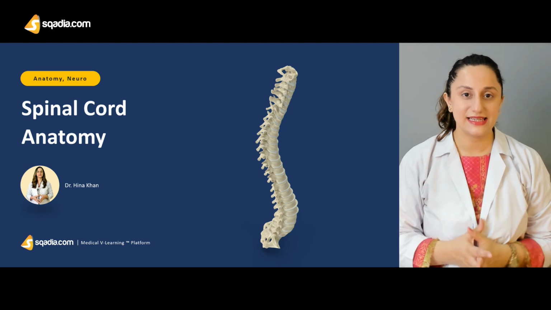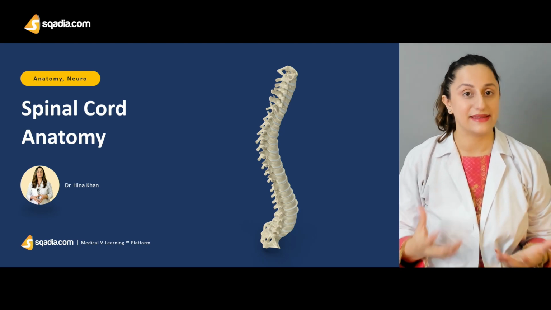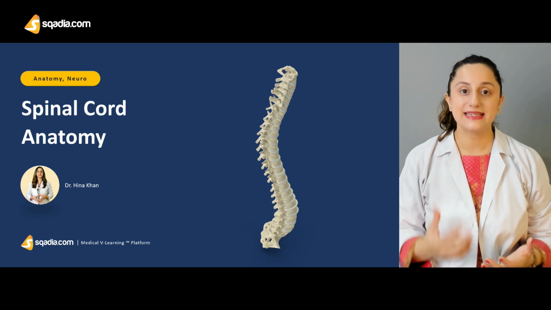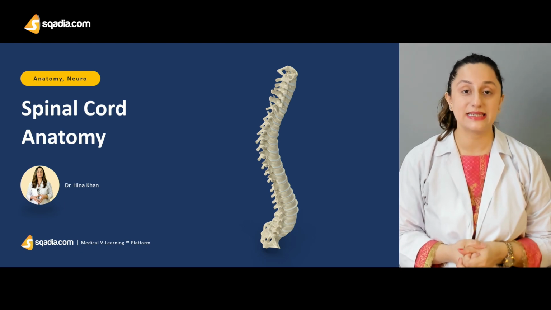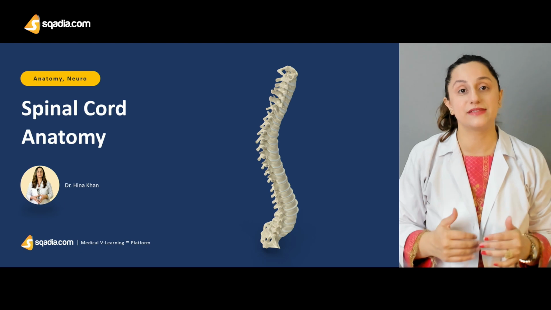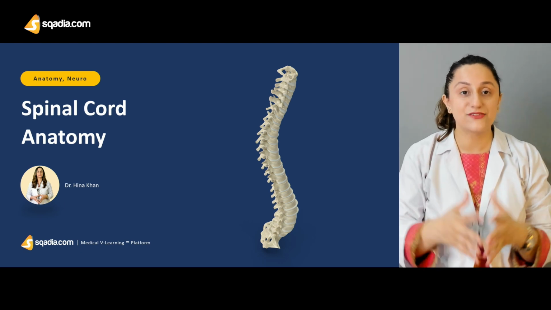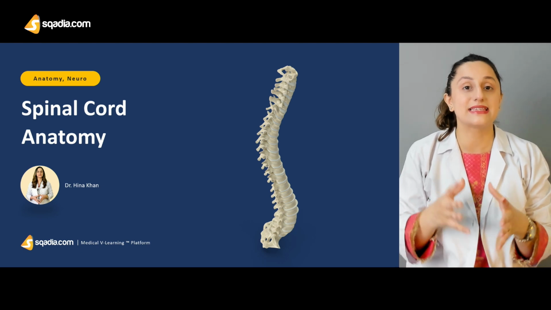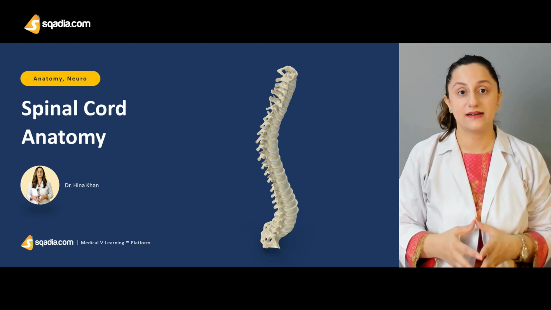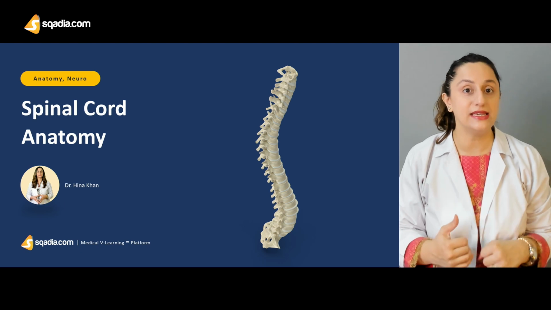Today we'll be discussing the anatomy of the spinal cord. Now, as regards the spinal cord, basically it is a part of the central nervous system. We already went through the details that the central nervous system basically consists of the brain, and then we have the spinal cord.